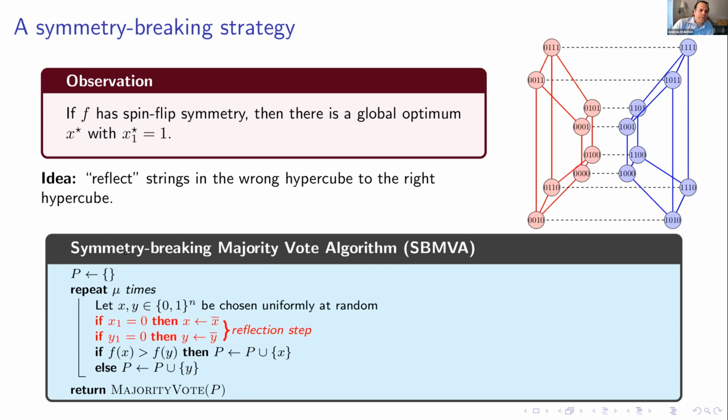So the nice thing about this is it's just a very small tweak to the majority vote algorithm. So we call this a symmetry-breaking majority vote algorithm, MVA. And all we have to do is, after we sample these two strings, we simply check each one to see if it's in the red subcube. And if it is, then we just take the complement, and that reflects it into the blue subcube. And then everything else remains the same.